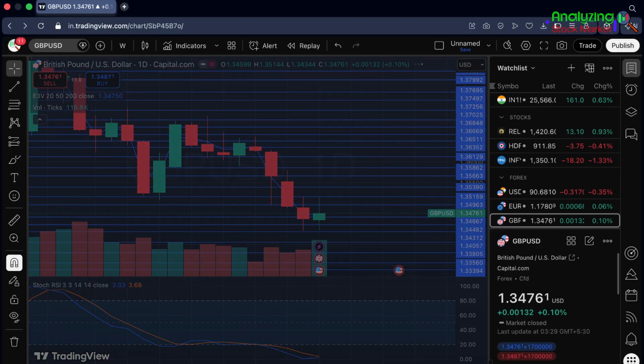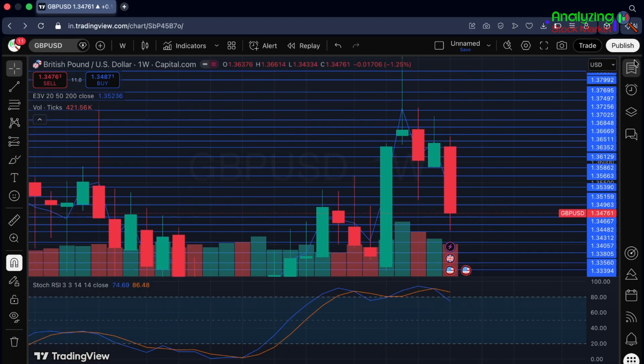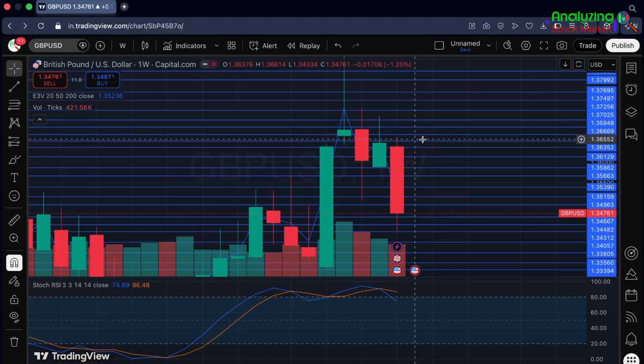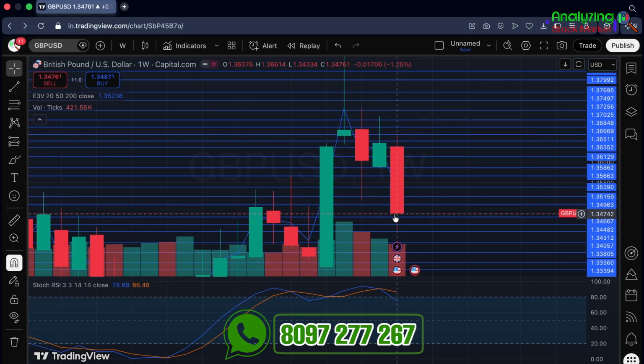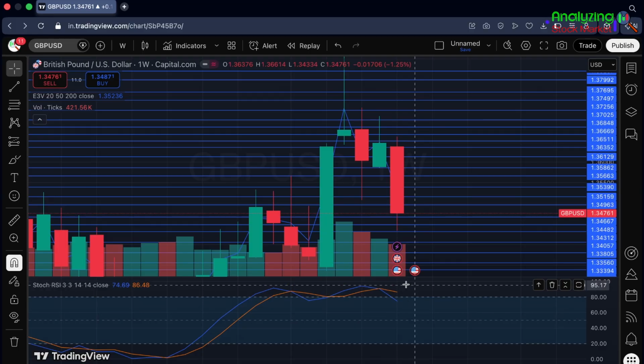Here this is a weekly chart. In this weekly chart, as you can see, a big bullish candle with a bullish body, then a big bearish candle with a big bearish body and a small lower and small upper wick. If I talk about the stochastic RSI, 74.86 is the stochastic RSI, which is indicating a slight negative momentum. It is around overbought levels, so it is indicating negative momentum.